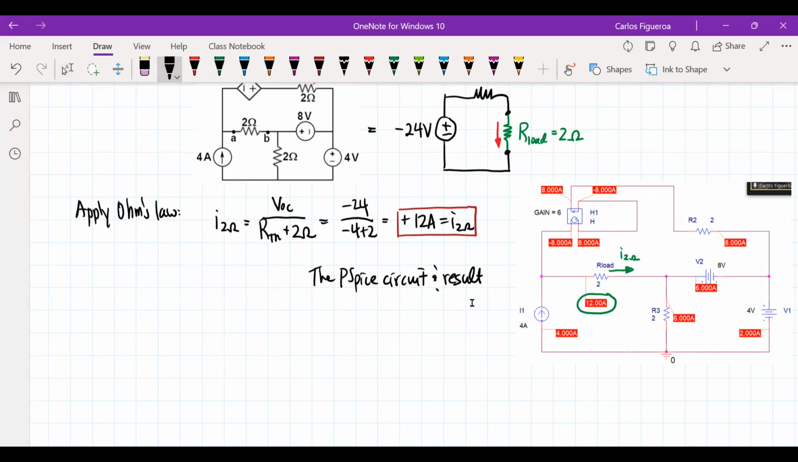So now what I'm going to do here is try to interpret this negative RTH value.